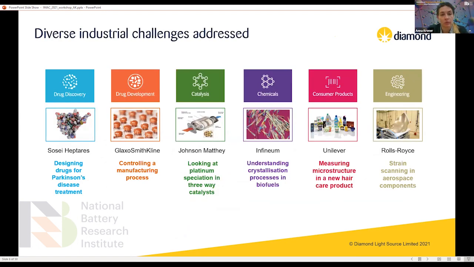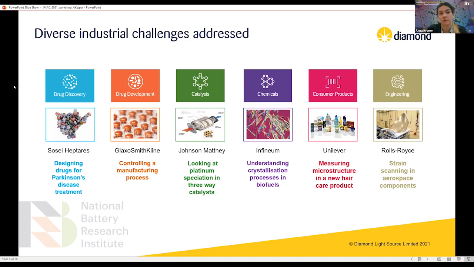Around 90% of work carried out at Diamond is undertaken under peer review proposals, so all the academic and research facilities groups who are willing to use the facility. However, 10% of time is dedicated to industrial access, for the commercial work. So this is the group I'm working with along with my colleagues.